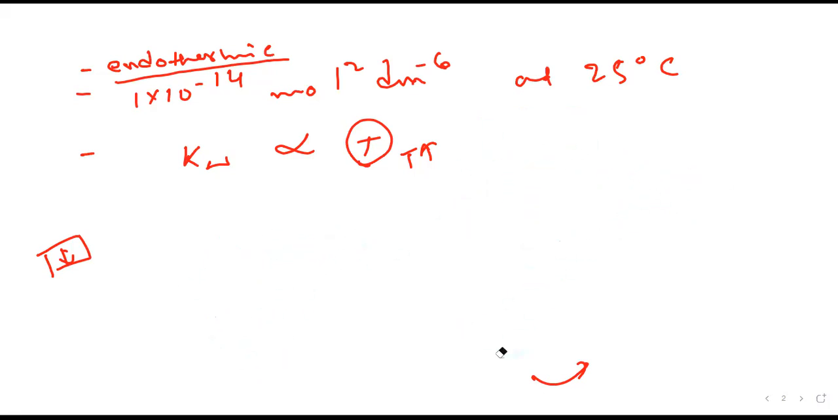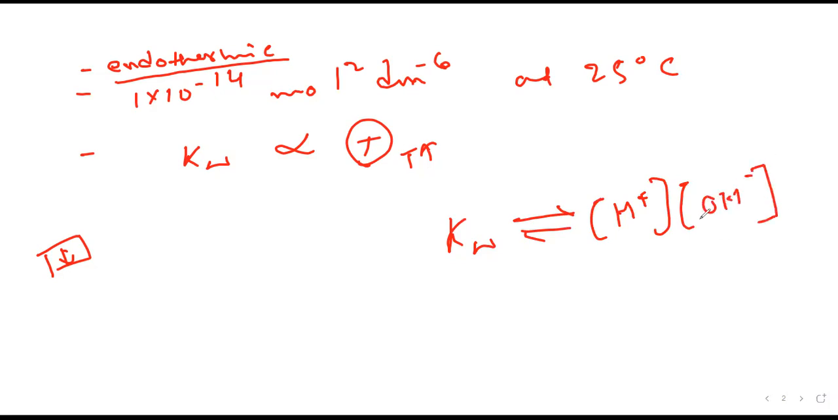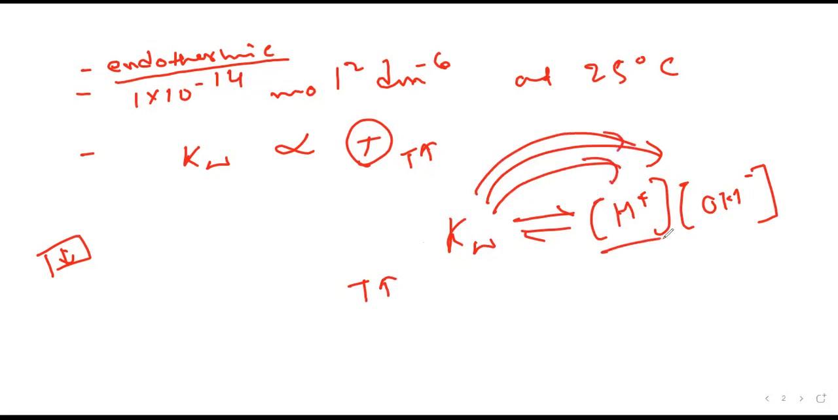If we rewrite the equation, we'll see H plus and OH minus. Try to have a look. If the temperature is increased, the equilibrium moves to the forward direction because it is endothermic. What will happen? Moving to the forward direction will produce more and more H plus and OH minus because the reaction is moving to the forward direction.